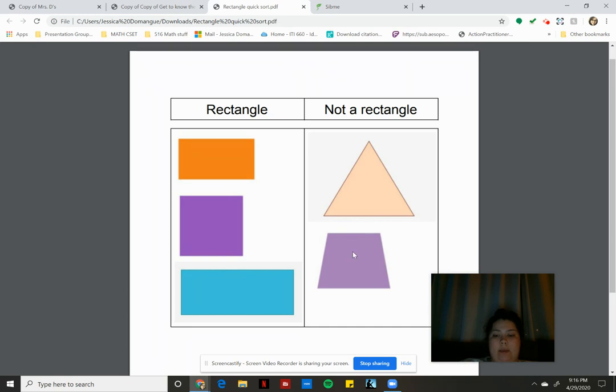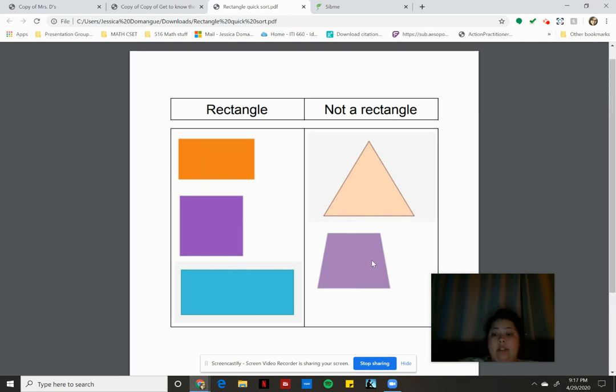What about this trapezoid I have here, scholars, this purple one? It has 1, 2, 3, 4 sides. That's okay. It's closed. That's okay. But are all the corners square like this? No. See, scholars, some of them are a little slanty like this, which means it is not a rectangle.